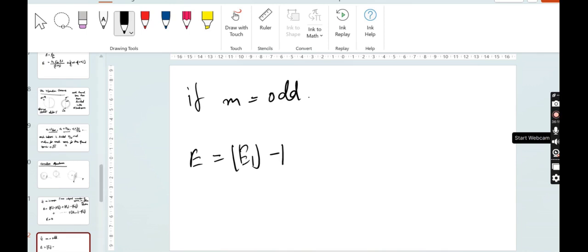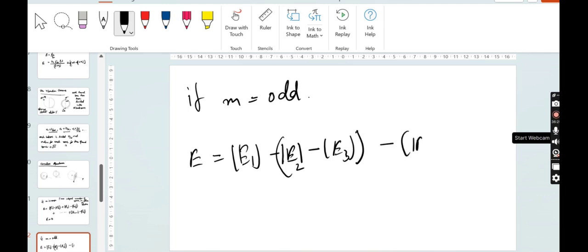If this is odd, then you can write it like this. And so on and so forth. Then E is E1.